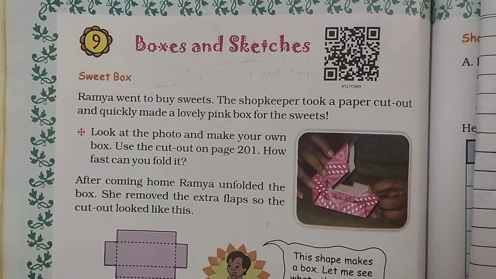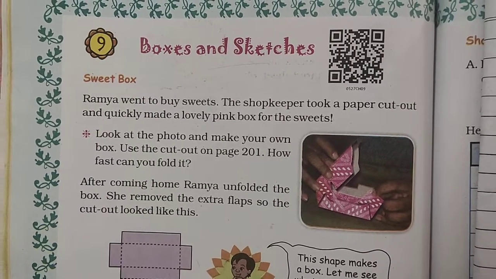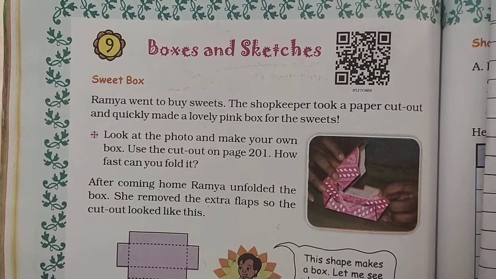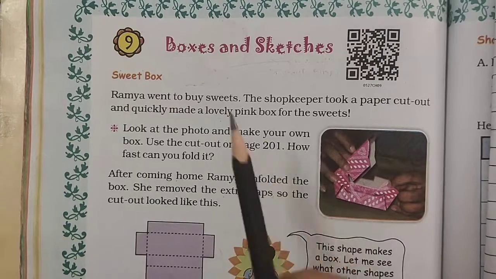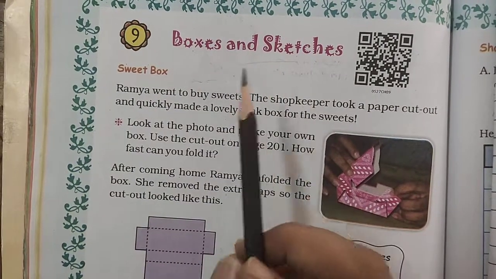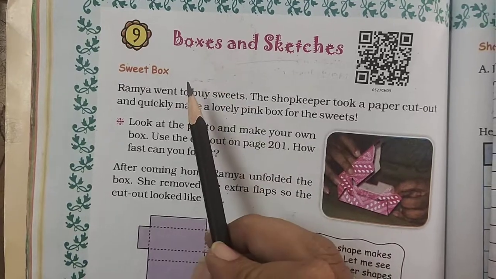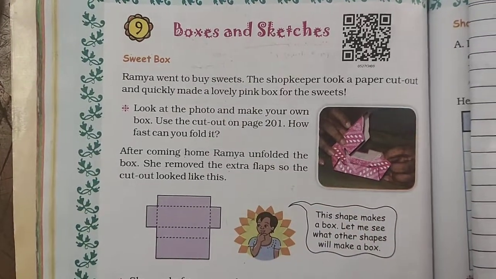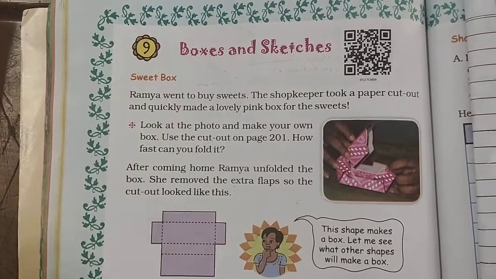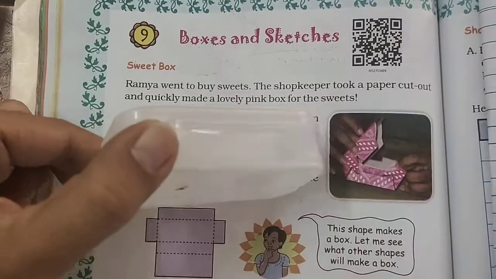Today we are going to start a new lesson, which is Unit 9, Boxes and Sketches. Students, what does the topic mean? Boxes and sketches. We know what we call a box, as we have seen in our house, there are many boxes we can see. Here I have a box, isn't it?